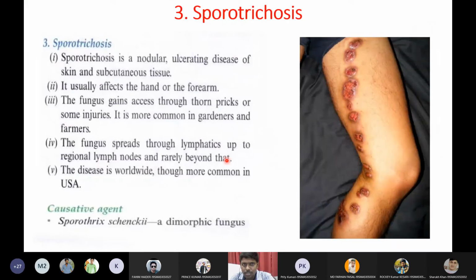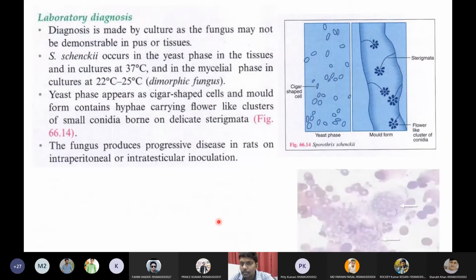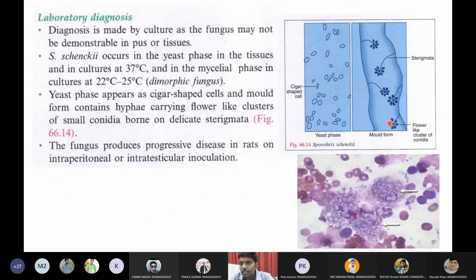So, a quick review of sporotrichosis. Sporotrichosis is a nodular ulcerating disease of the skin and subcutaneous tissue of the body. It mostly affects the hands and forearms. It gains access into the body through thorn prick injury, which is very common in farmers and gardeners. The fungus spreads through the lymphatic vessels, and it is present worldwide, mostly common in the USA. The causative agent of sporotrichosis is Sporothrix schenckii, a dimorphic fungus. The mycelial form looks like flowers with delicate sterigmata, whereas the yeast form has cigar-shaped yeast cells.